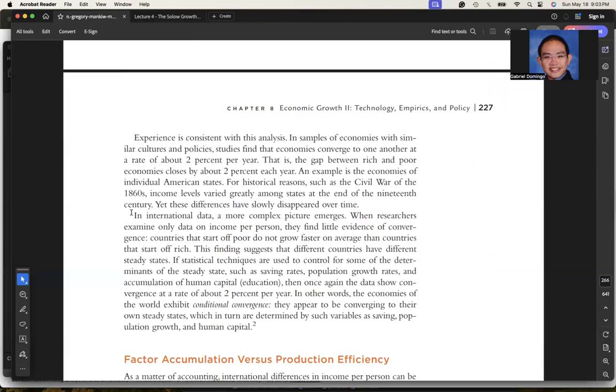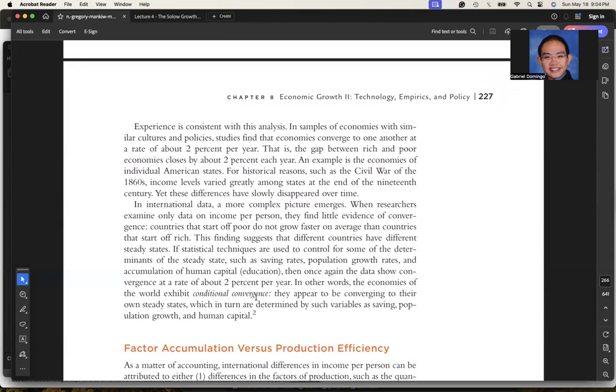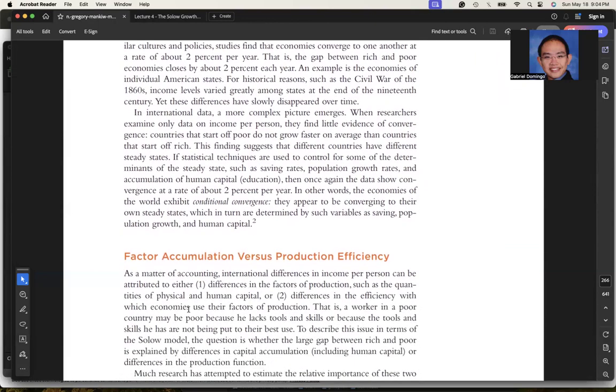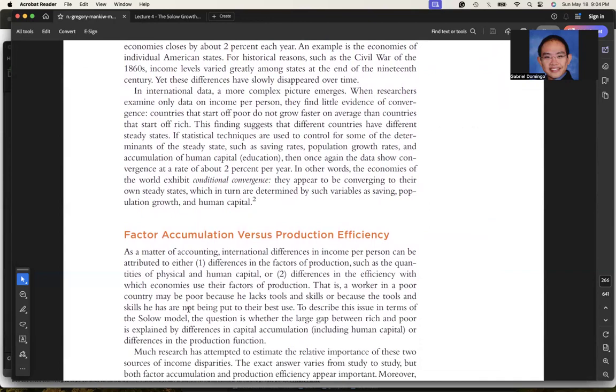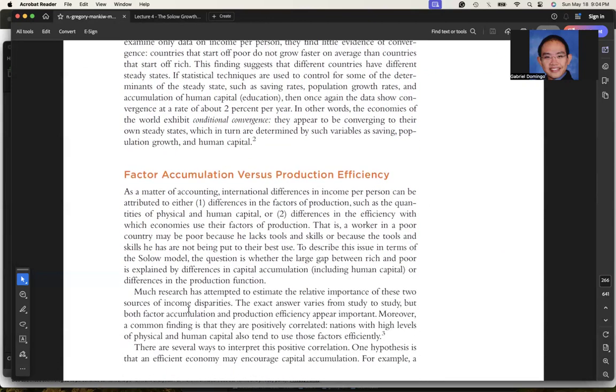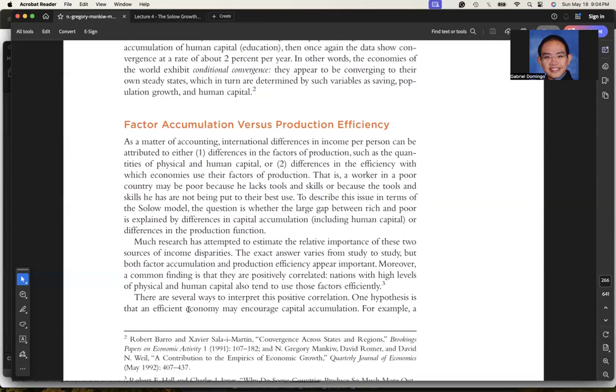So this is what in the textbook, this complex picture emerges. Okay, so you'll have a conditional convergence. They appear to be converging to their own steady states. So that's conditional.